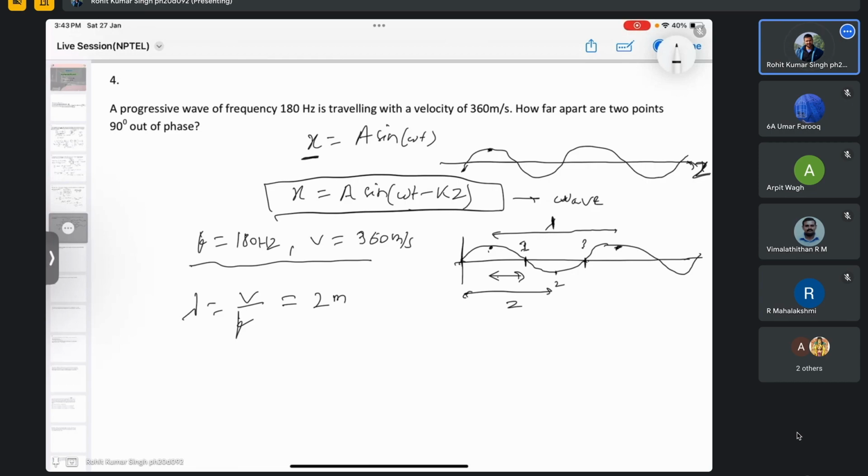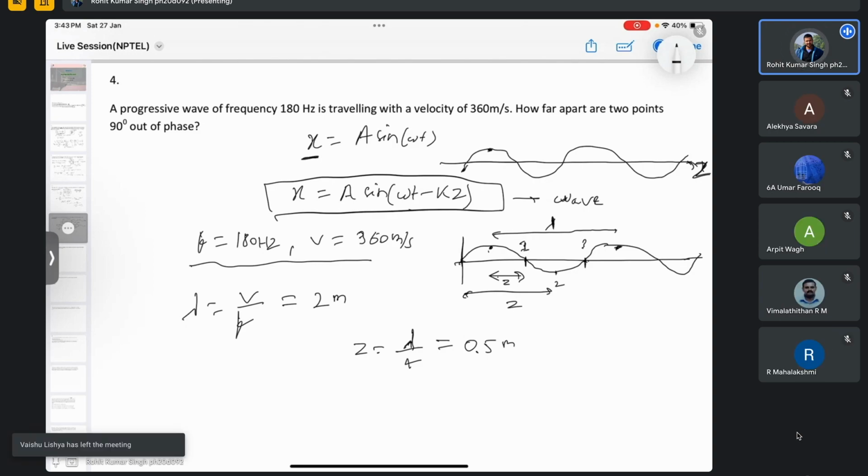Understood? And we have to find this distance. And this distance is what? This is just 1 by 4th of wavelength, right? So the correct answer is 0.45 meter. This is a very simple problem.